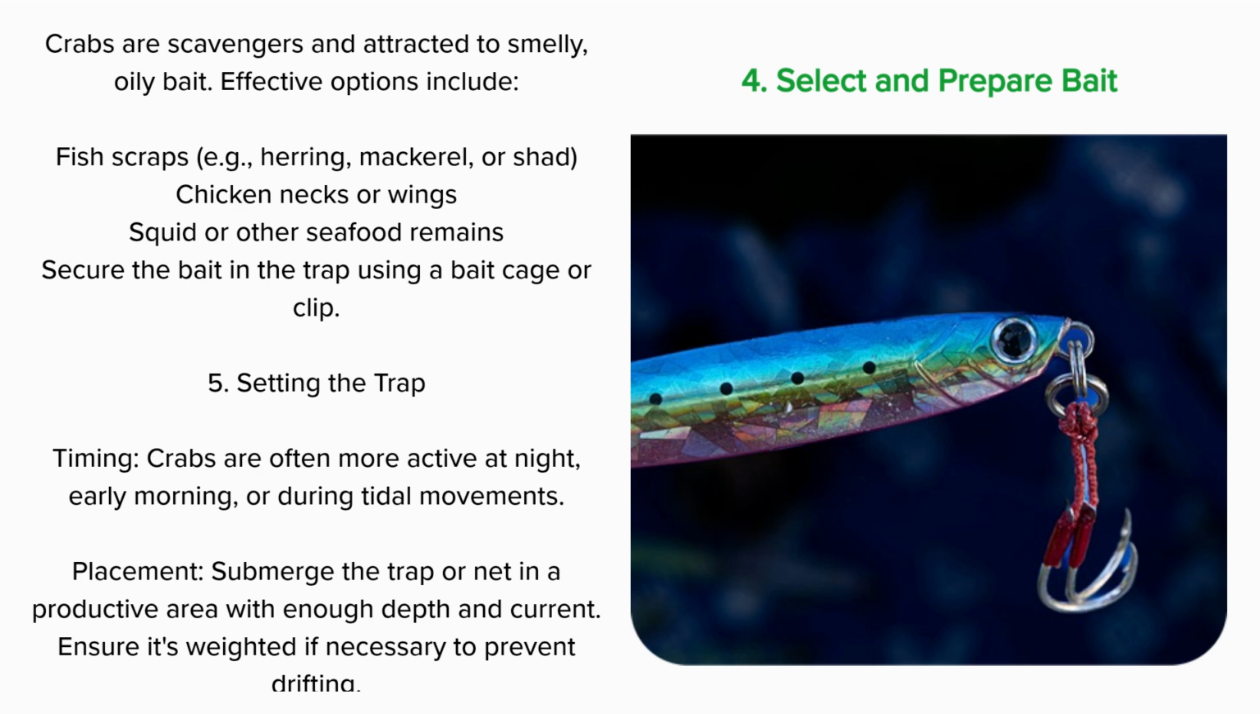Five. Setting the trap. Timing. Crabs are often more active at night, early morning, or during tidal movements. Placement. Submerge the trap or net in a productive area with enough depth and current. Ensure it's weighted if necessary to prevent drifting.